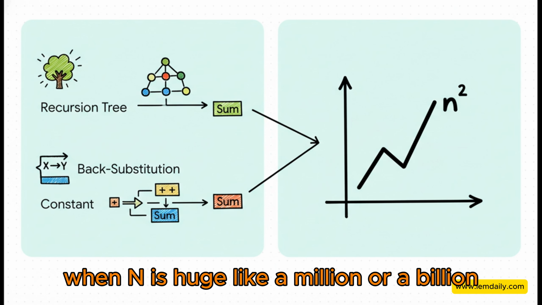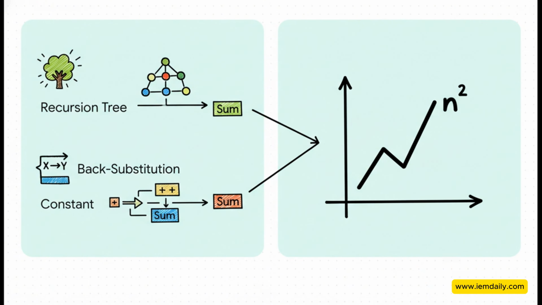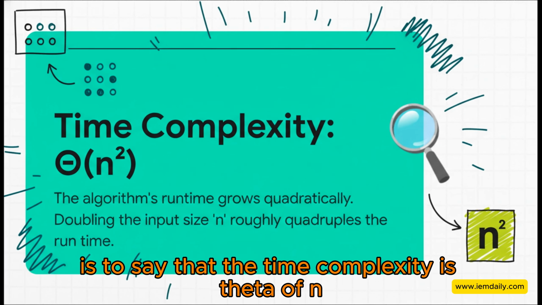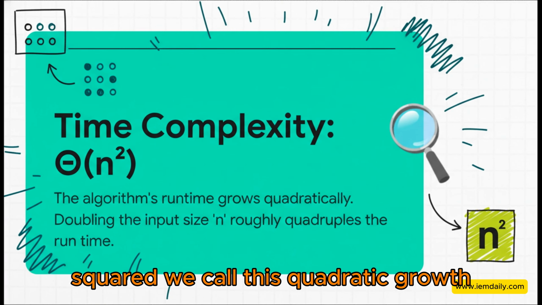The fact that both methods agree is our proof that we're on the right track. So, the official, formal way to state our result is to say that the time complexity is theta of n squared. We call this quadratic growth.